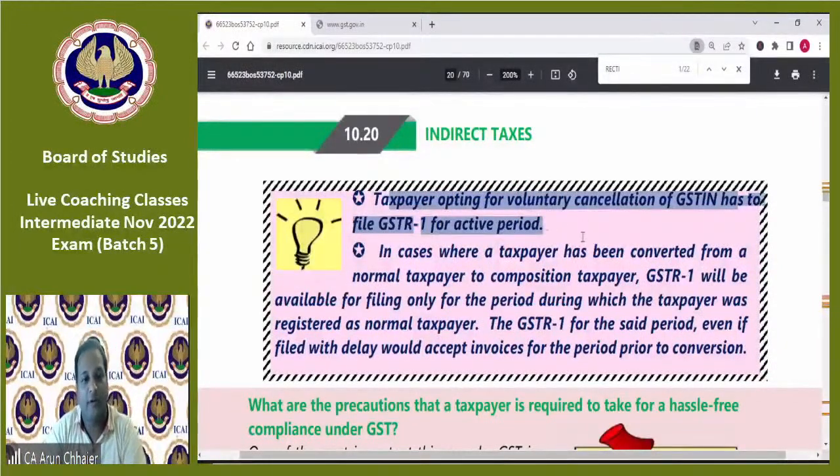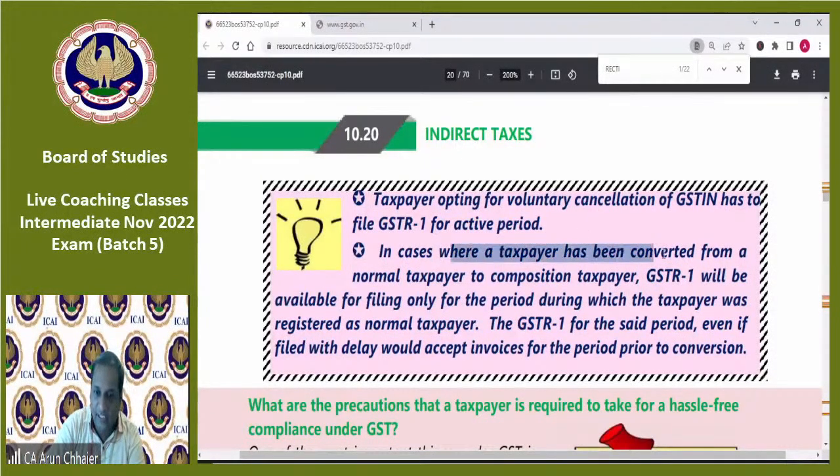Taxpayer opting for voluntary cancellation of the GST has to file the GSTR1 for the active period. So if I have applied for cancellation of the GST number, suppose I am under QRMP and I have opted for cancellation in between of the quarter, then for that quarter I have to furnish GSTR1, because certain months are active, certain months are not active. Because GSTR1 is quarterly, you have to furnish that.